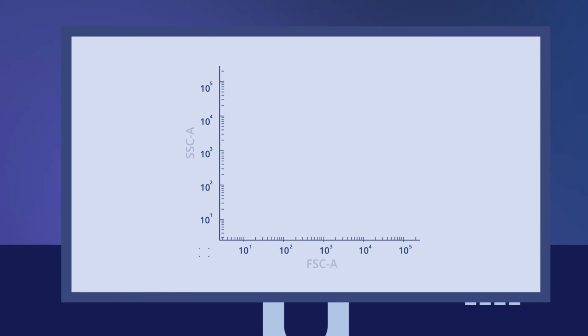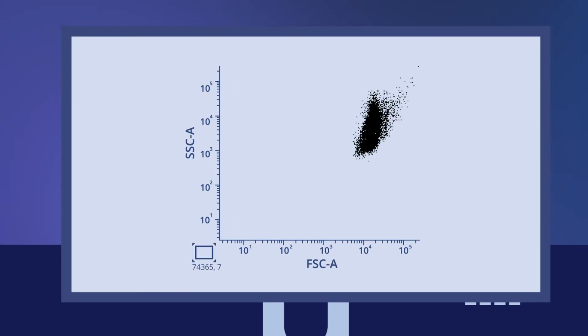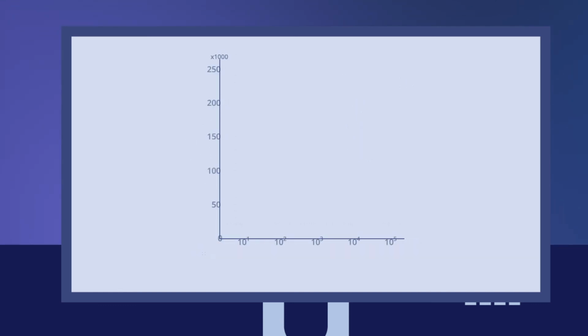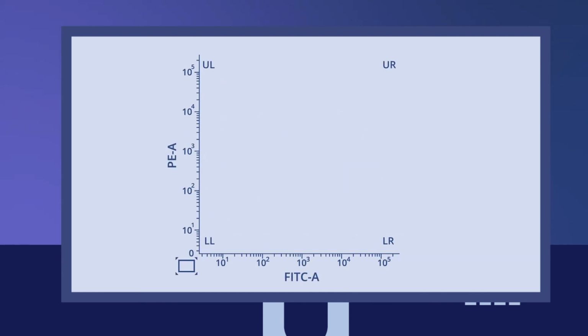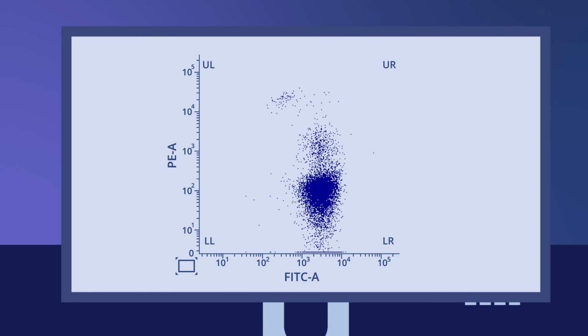For data analysis, create a forward versus sideward scatter plot and gate the red blood cell population. Create a forward scatter area versus forward scatter width dot plot to exclude doublets. Doublets appear above the population. Finally, create a carbonic anhydrase FITC versus hemoglobin F PE dot plot to determine the percentage of hemoglobin F-positive cells.